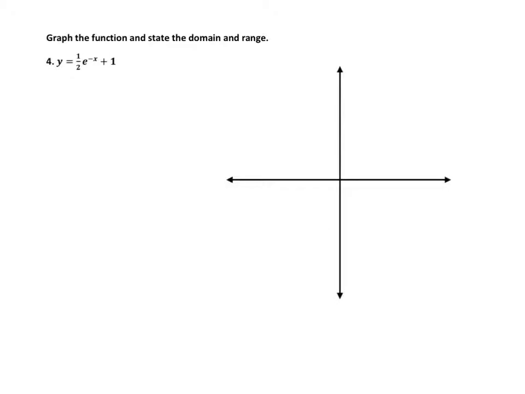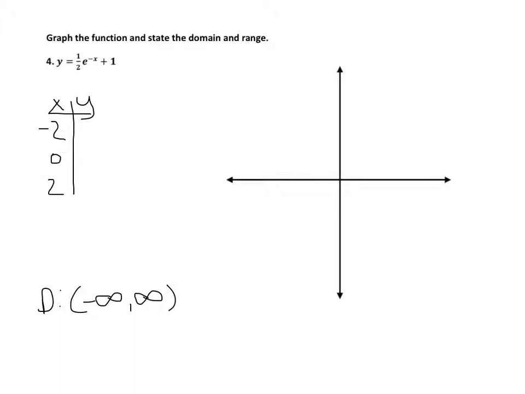So graph the function, state the domain and range. This one you're going to have to be able to use your calculator for. I can start with the domain: negative infinity to positive infinity. Okay? So pick these three numbers, negative 2, 0, 2. Those are good numbers for these.